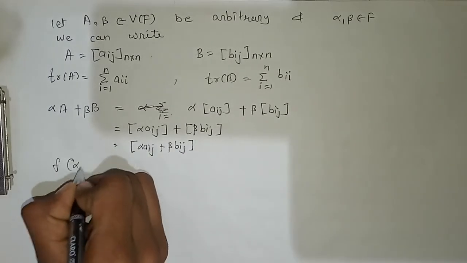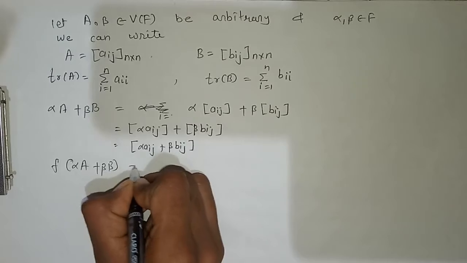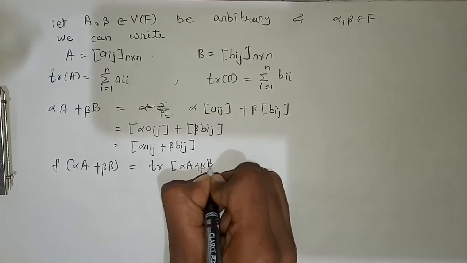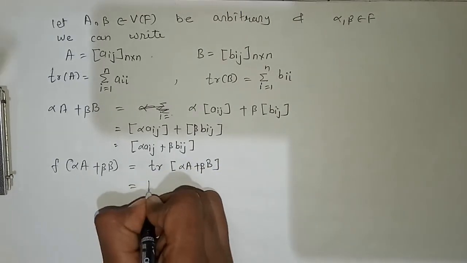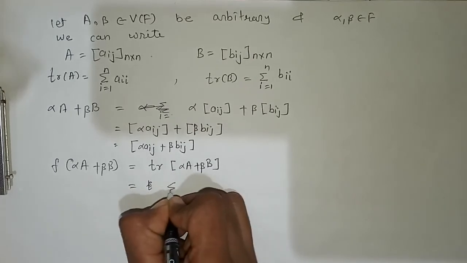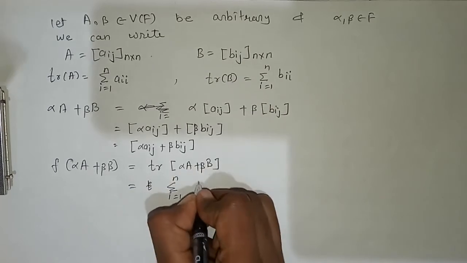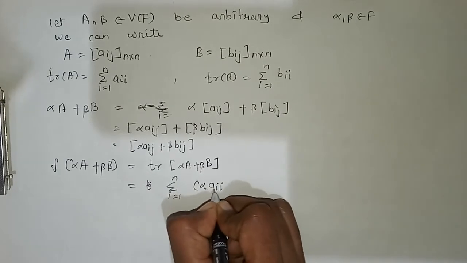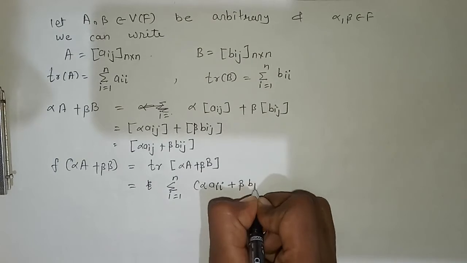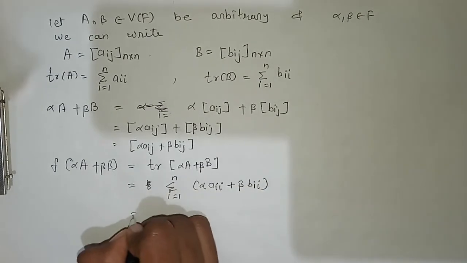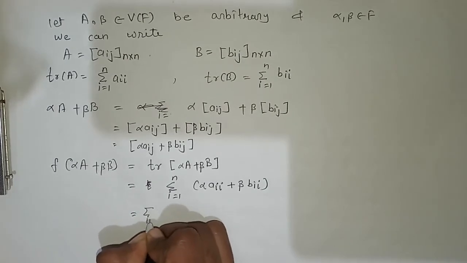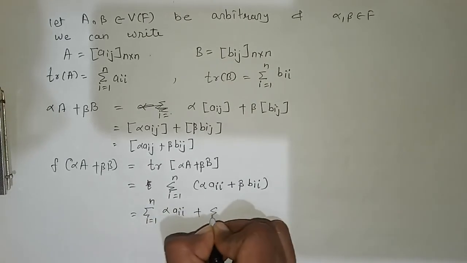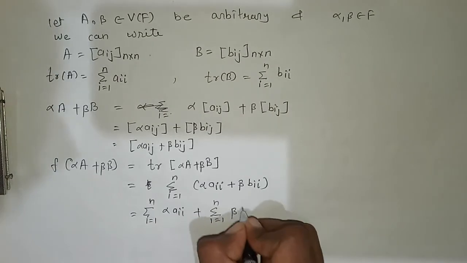so f of alpha A plus beta B, here we have defined this as the trace of matrix alpha A plus beta B. So the trace of this is nothing but summation i equal to 1 to n, alpha remains as it is, and for matrix A we have entries aii, so this becomes alpha aii plus beta bii. So this is the trace of this matrix. Now I can separate this, so I can write summation i is 1 to n of alpha aii plus summation i equal to 1 to n of beta bii.